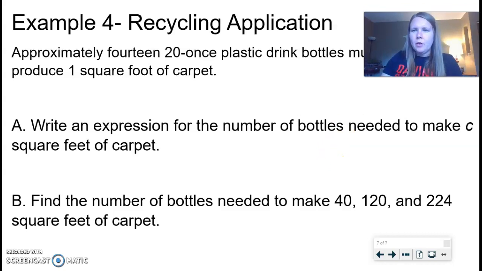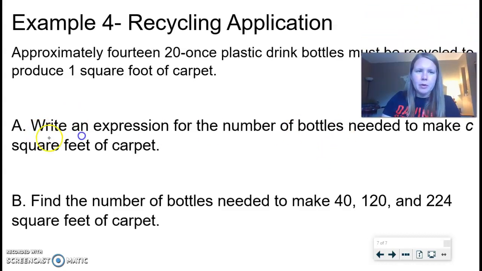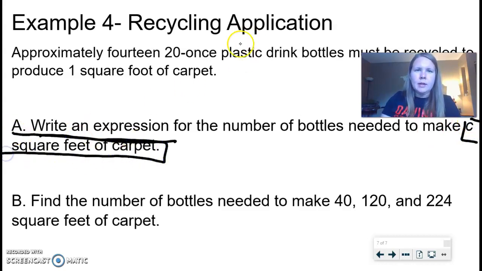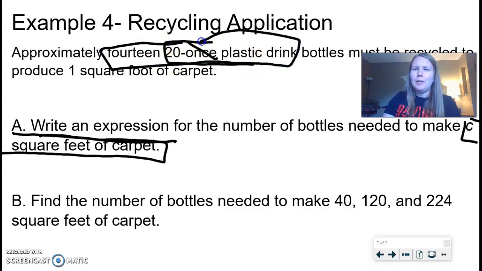So A says to write an expression for the number of bottles needed to make C square feet of carpet. Well, here's my directions. Again, here's my word problems, write an expression. It's going to be important to know that you have C as your square feet of carpet. Sorry, 14 20-ounce. I'm reading it wrong. Okay, so it takes 14 20-ounce bottles to make 1 square foot.